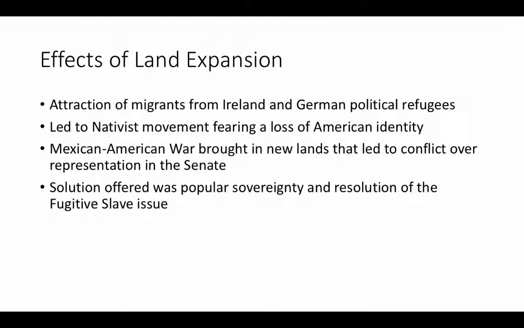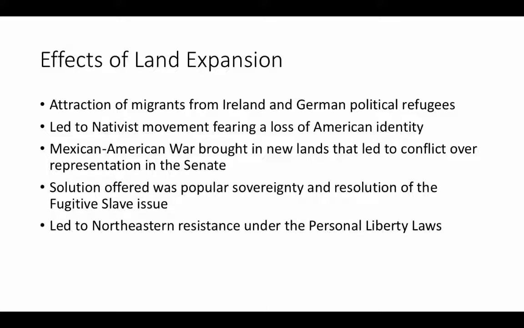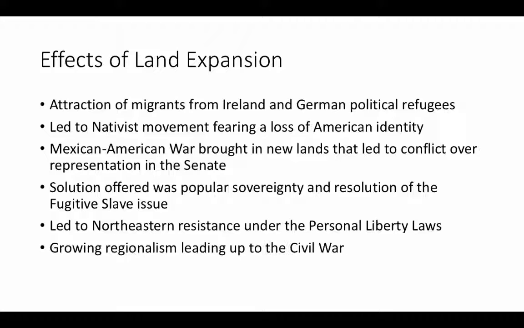The solution to this problem was to offer popular sovereignty. Let the issue be solved at the local level. It sounded very democratic. It sounded like a way really to maintain states' rights. And so the solution was offered as popular sovereignty, including the fugitive slave issue. In response to the fugitive slave issue, though, the northeastern states begin issuing what are called personal liberty laws, in which they say at the state level that they are not willing to participate in returning slaves due to religious resistance.